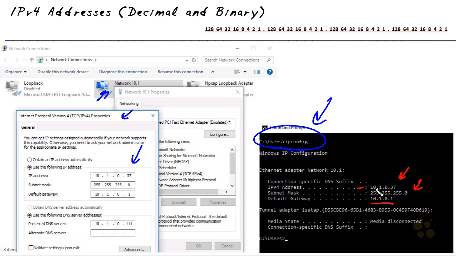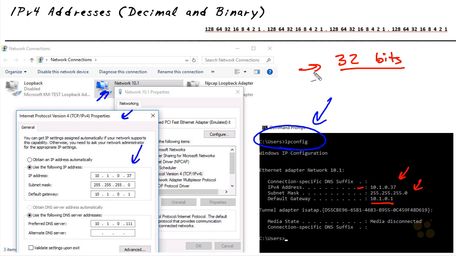Now, this IP address of 10.1.0.37, although we see this as 4 decimal numbers, the computer sees it as a string of 32 bits. Think of a bit like a light switch. It's either on or off. That's it. And that's sometimes why we refer to an IP version 4 address as being 32 bits in length.